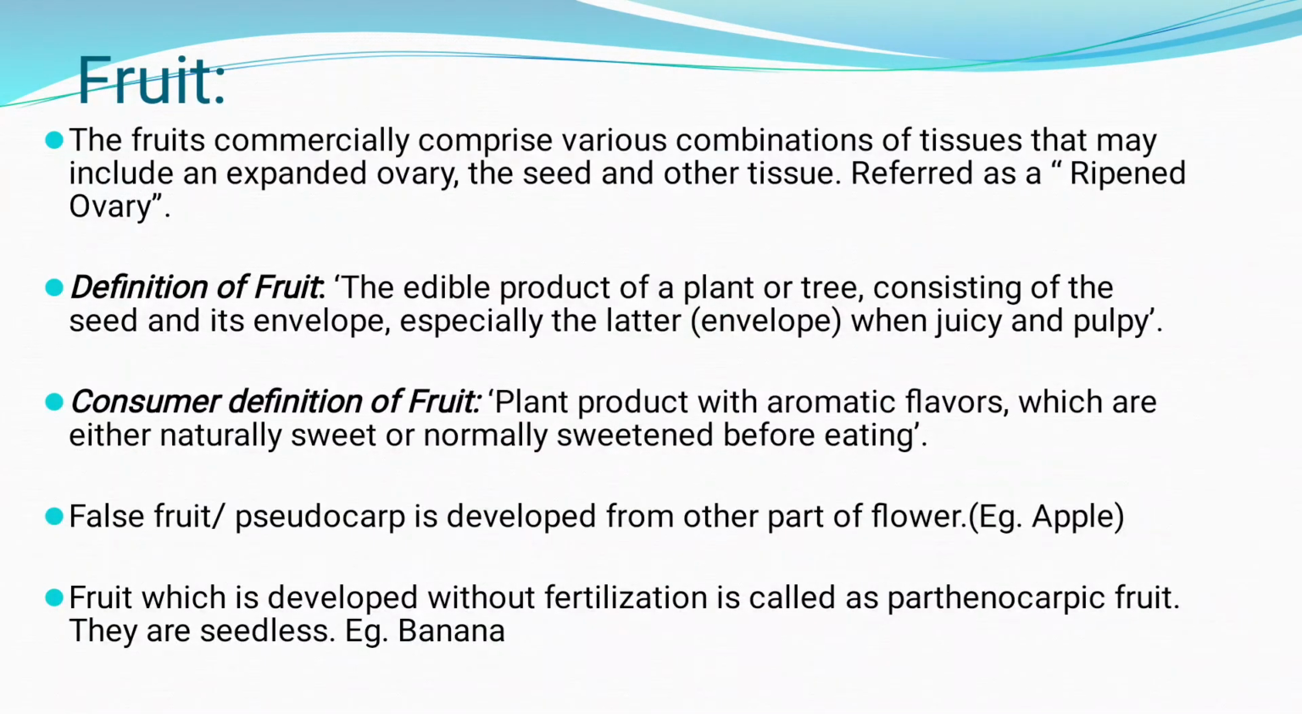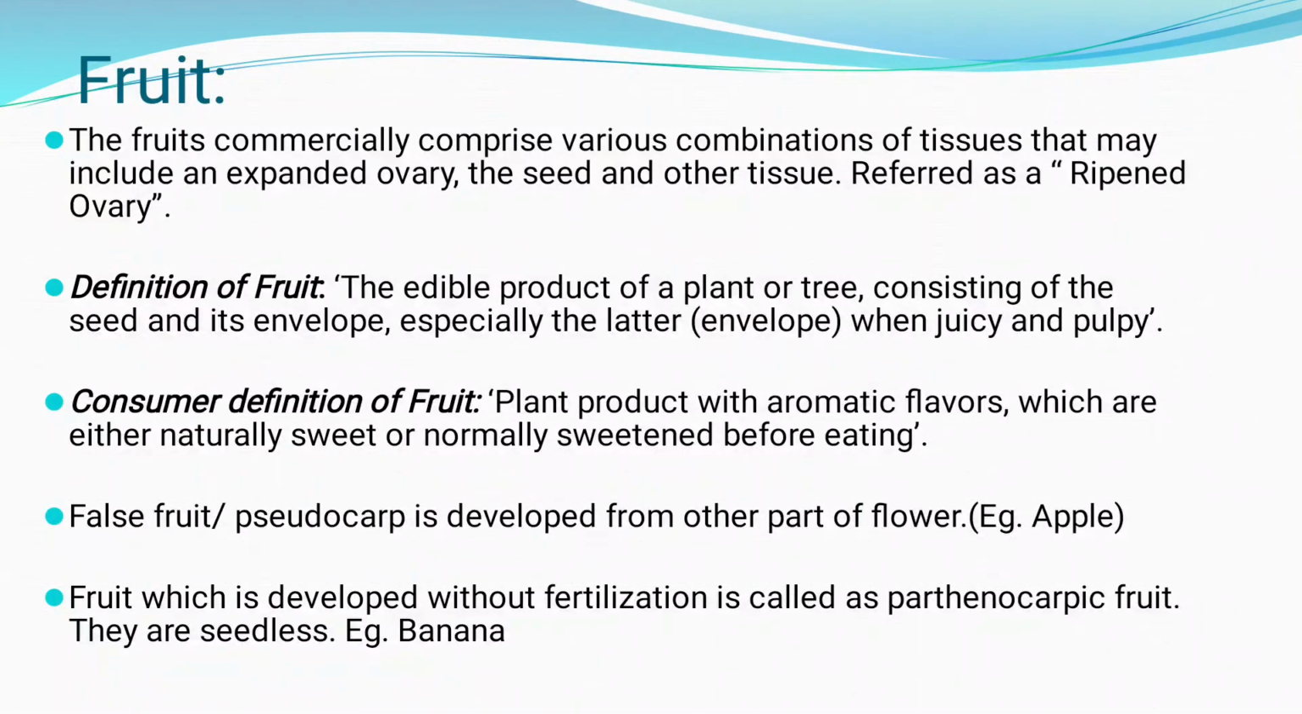Now we'll come to fruit. Commercially, fruits comprise various combinations of tissues that may include an expanded ovary, the seed and other tissues, referred to as a ripened ovary. Basically, the ovary part of the flower develops into fruit. That's why it is called a ripened ovary.